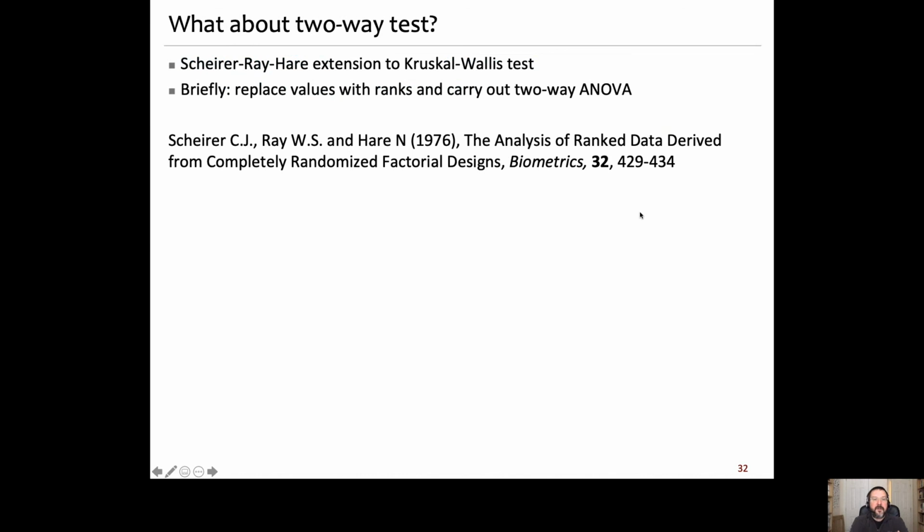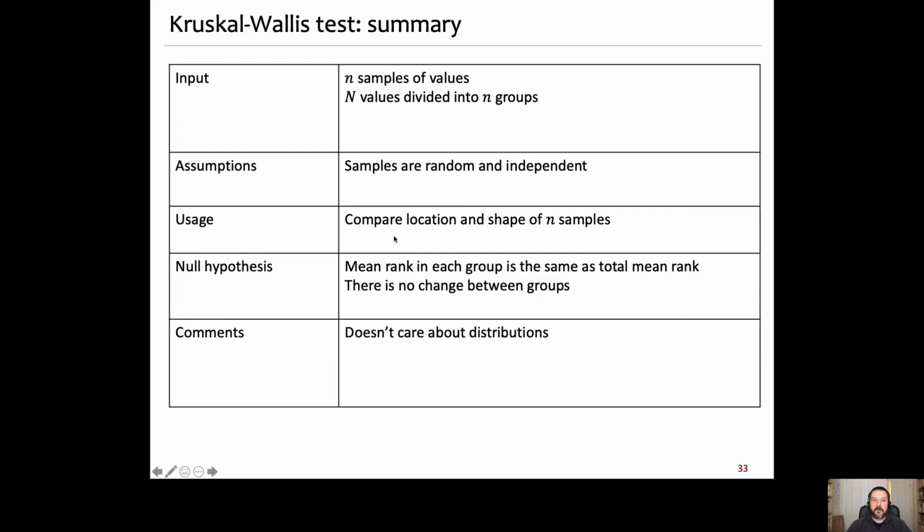If you ever need to perform a 2-way non-parametric test, a counterpart of 2-way ANOVA, there is something called the Scheirer-Ray-Hare extension to the Kruskal-Wallis test. This is even more names to remember. Briefly, it replaces values with ranks and carries out a two-way ANOVA. If you ever need this, this is a paper which describes how this can be done.